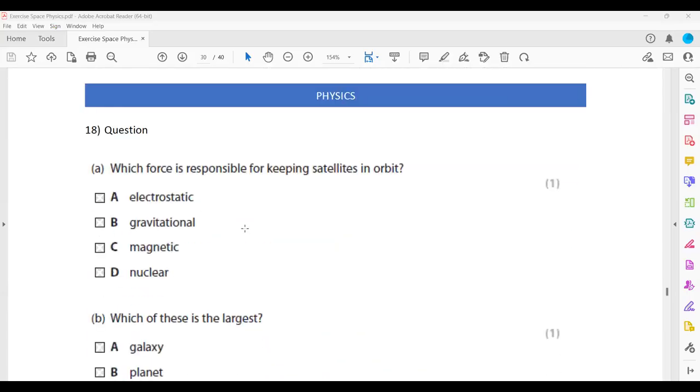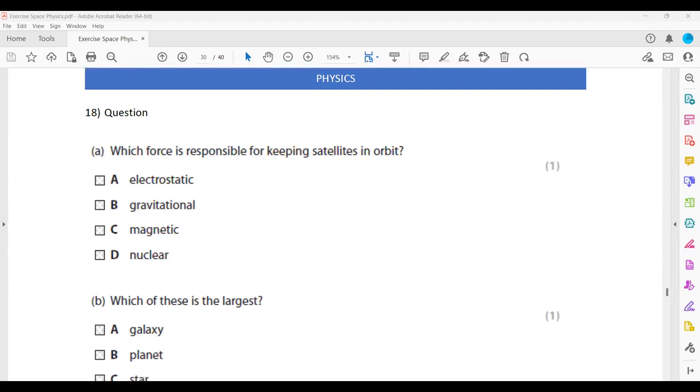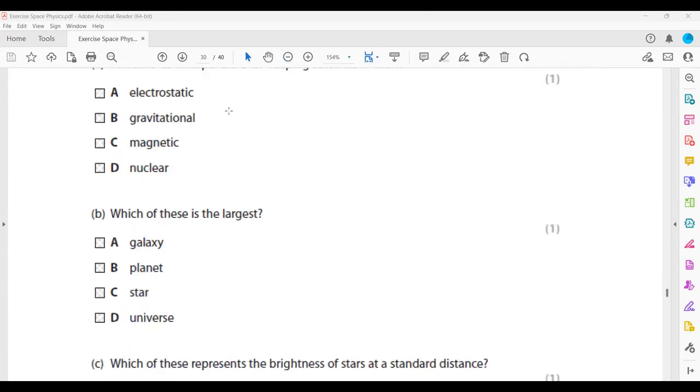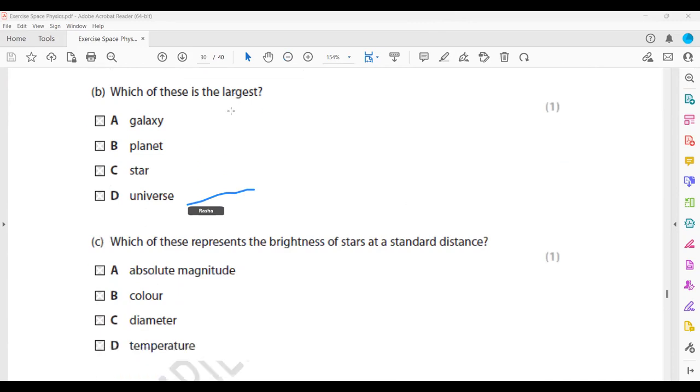The next question, question 18, you can use your mic or the chat to state the answer. The first one is, which force is responsible for keeping a satellite in orbit? The gravitational force, or gravitational pull. The next one, which of these is the largest: a galaxy, planet, star, or universe?